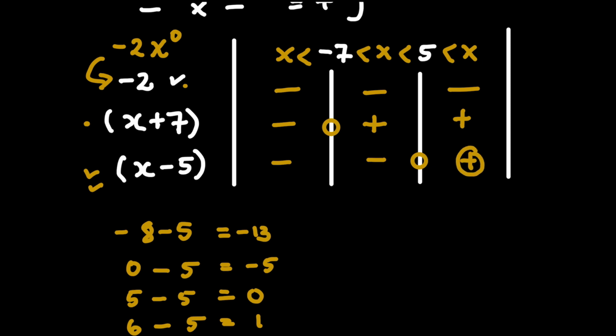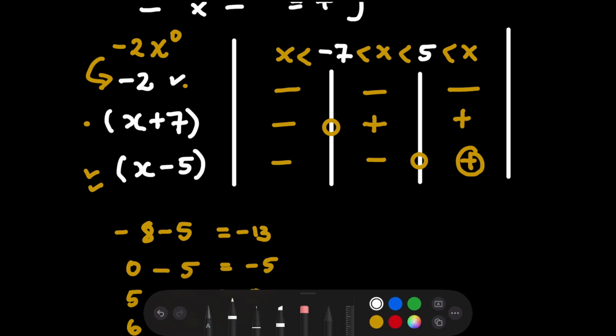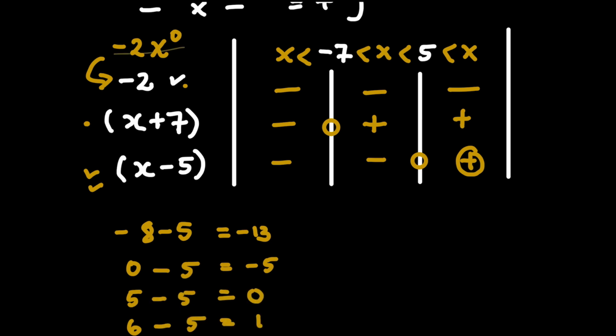Okay, guys. Finally now, let's find this. So a negative times a negative, that's positive, times a negative, that is negative. A negative times a positive, that is a negative, times a negative, that is positive, right? And then lastly, a negative times a positive, that is negative, times positive, that is still negative.